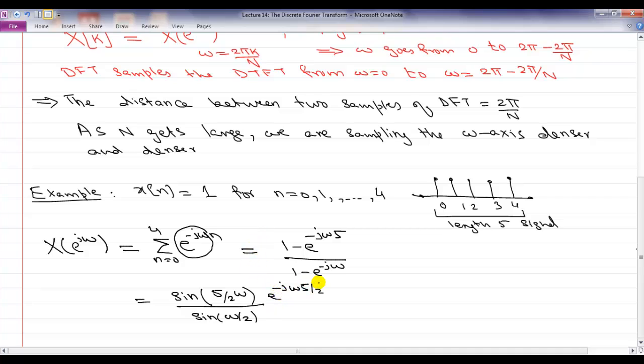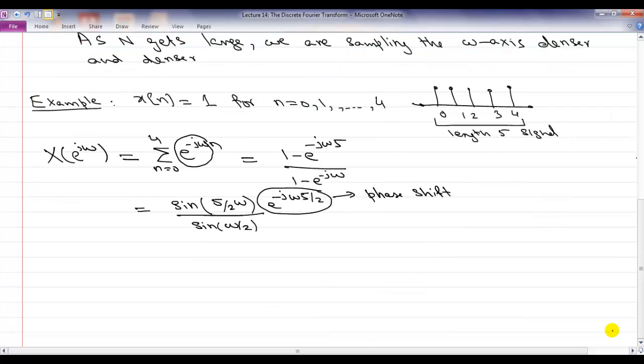And this e to the minus j omega 5 by 2 is the phase shift that comes because our signal has been shifted; it starts at 0. So because of this time shift, we have this phase shift, right? So remember, shift in time gives us phase shift in frequency.